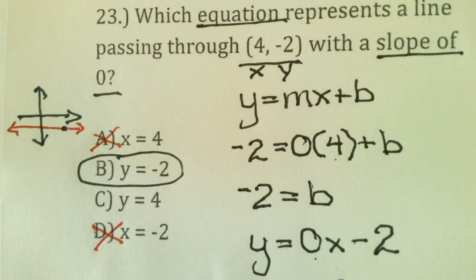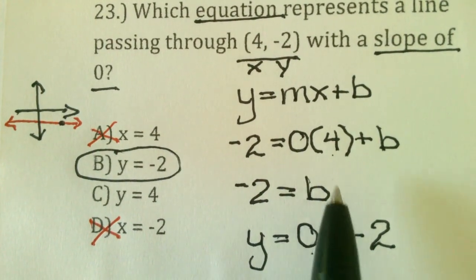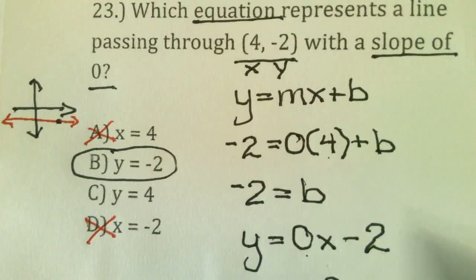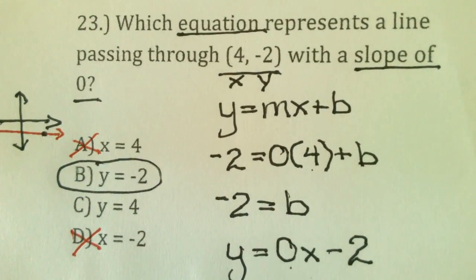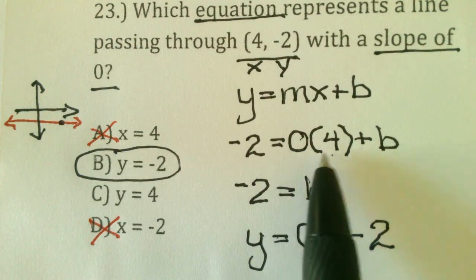Because since slope is 0, no matter what you plug in, you're going to get a 0 for this value.